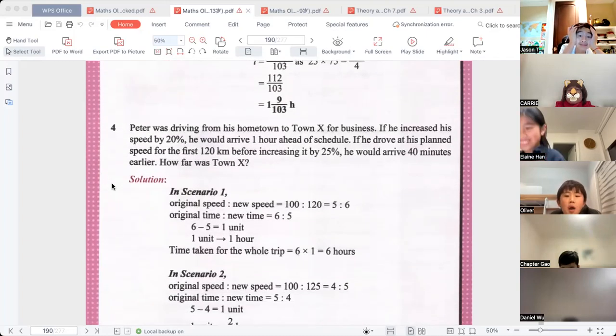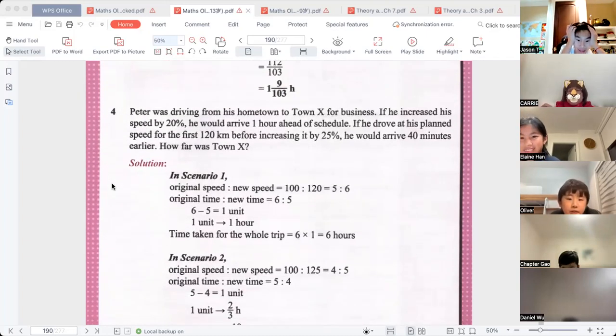Okay, so now let's take a look at number 4. Who wants to read the question for me? Jason, you do it. Peter was driving from his hometown to town X for business. If he increased the speed by 20%, he would arrive 1 hour ahead of schedule. If he drove at his planned speed for the first 120 kilometers before increasing it by 25%, he would arrive 40 minutes earlier. How far was town X?